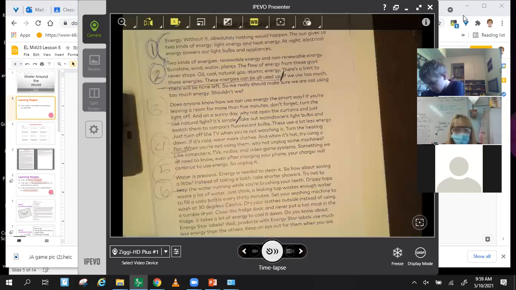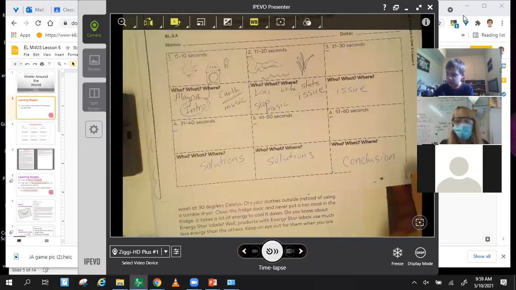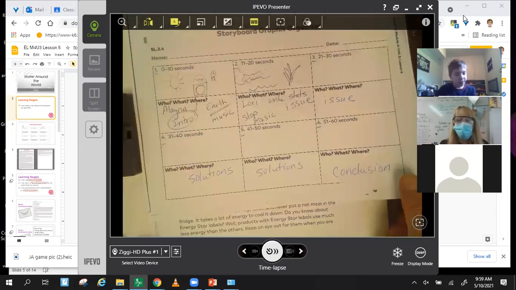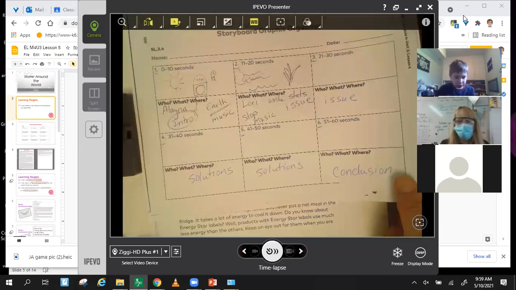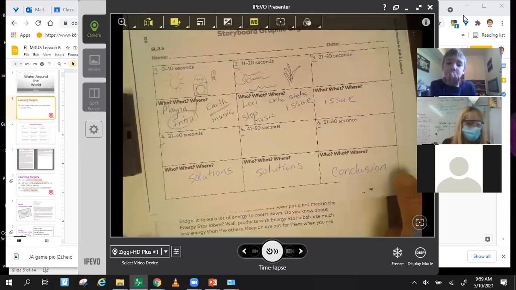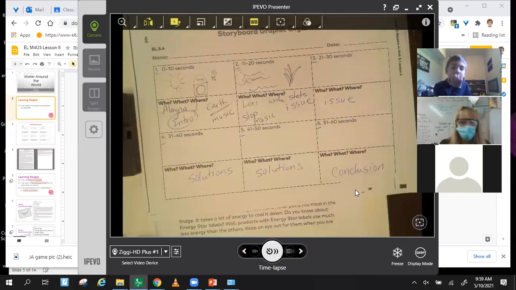Okay, are y'all ready? Got your materials out? You need to have it open to page 100. Page 100 is your graphic organizer. You need your pencil, you need your script. You need all of those materials to get started on this. All right, okay, get to it, my friends.